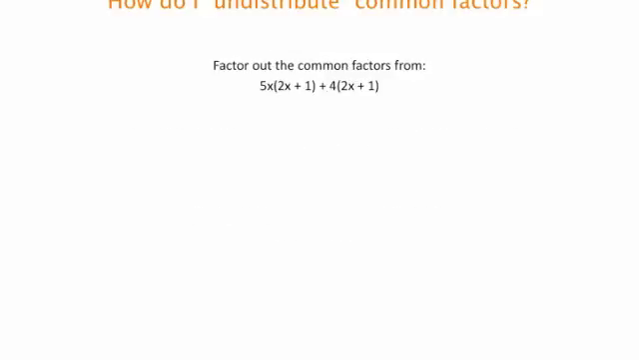Now let's factor out the common factors from something that looks like this: 5x times the quantity 2x plus 1, plus 4 times the quantity 2x plus 1. In each of those terms, I see a common factor of 2x plus 1. So I could factor that out front, and then what's left is the 5x plus 4. So the common factor there is 2x plus 1, and what's left is 5x plus 4. And this is going to become important when we learn how to factor by grouping in the next lesson.